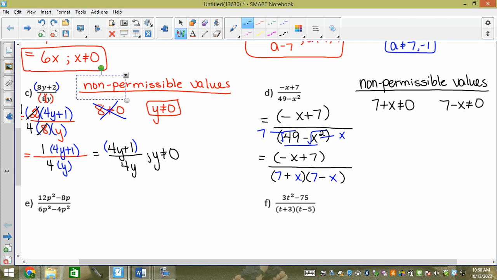You have marks. So here, we're going to subtract our 7 over. So we're going to get x can't equal negative 7. This one, I'm just going to add the x over. So I get 7 equals x. 7 can't equal x. So my two restricted values are x can't equal plus or minus 7.